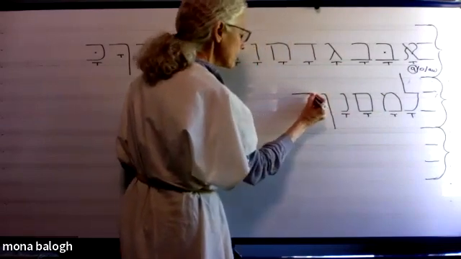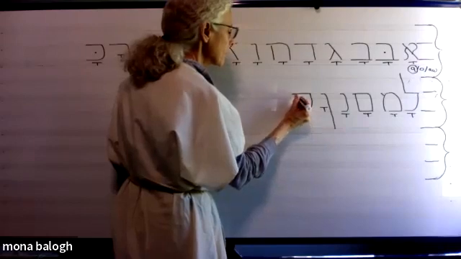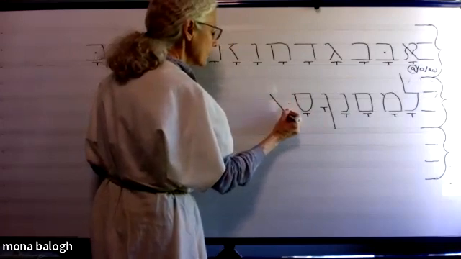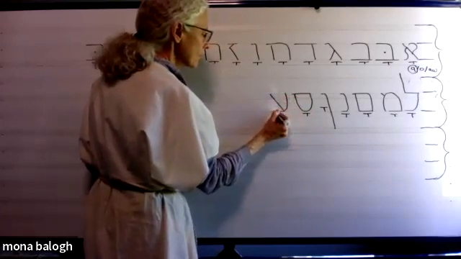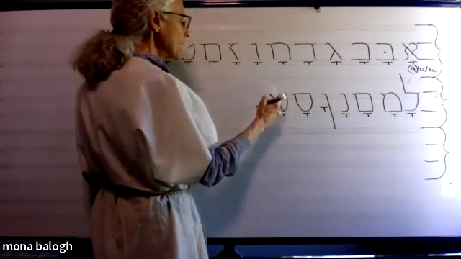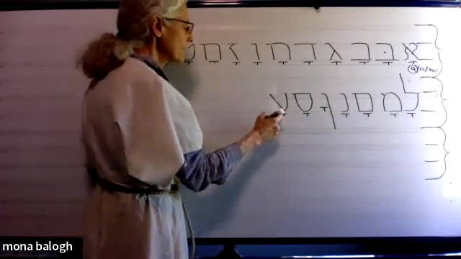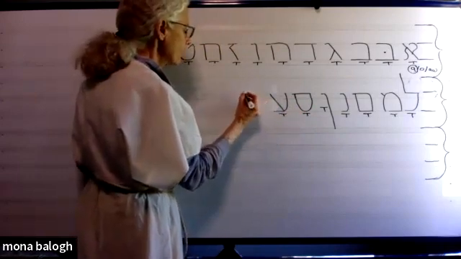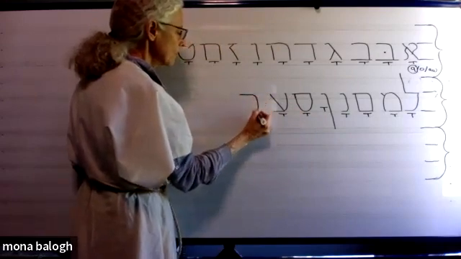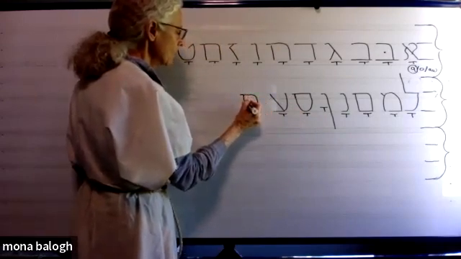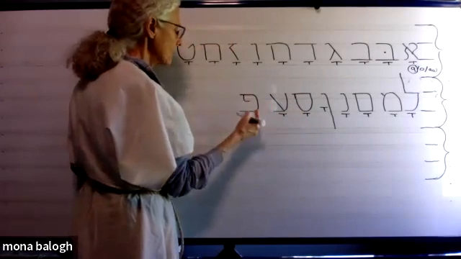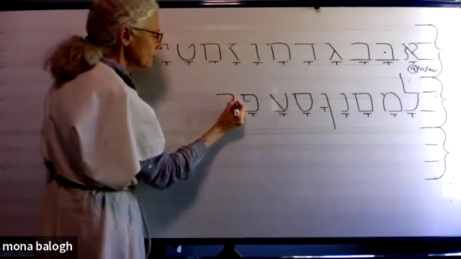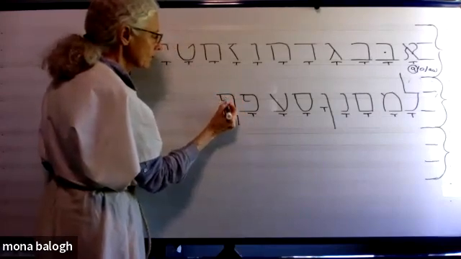Samech, kamatz. Ayin, kamatz. Now remember, the ayin itself is silent, but it makes the vowel sound guttural. So this would be like oh. Fe: that shape, that backwards and upside down ba, and kamatz. Fe sofit, kamatz.